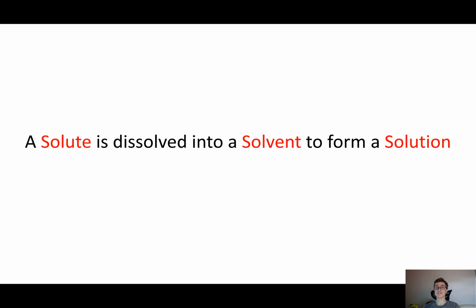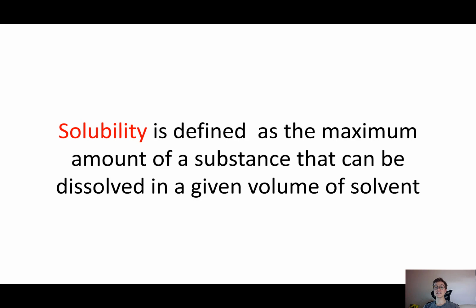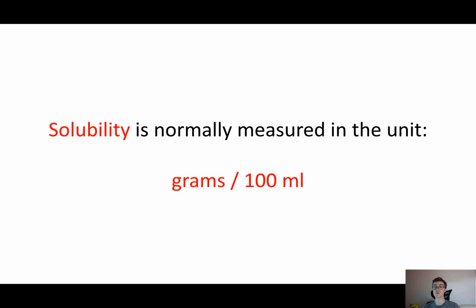First, some definitions. A solute is the thing that gets dissolved into a solvent to form a solution. So the solute gets dissolved, the solvent does the dissolving, and the solution is the combination. Second, I need you to remember that the solubility of a substance is defined as the maximum amount of that substance that you can dissolve in a given volume of solvent. Normally we measure it in the number of grams you can dissolve per 100 milliliters of solvent.